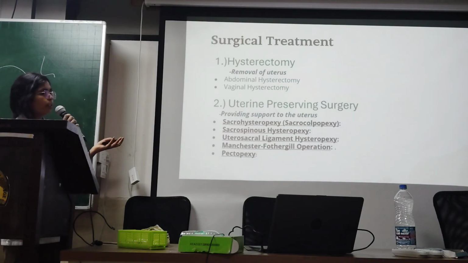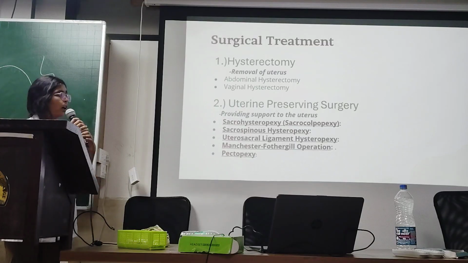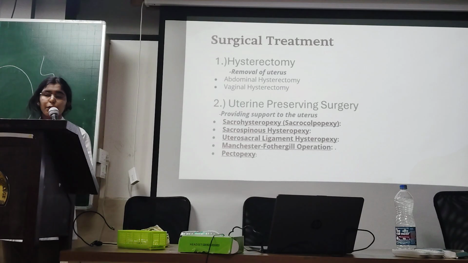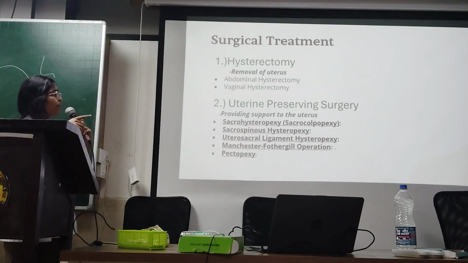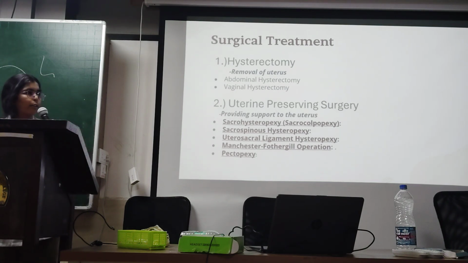Now we move to the surgical treatment. Surgical treatment is more often used for the treatment of uterine prolapse. We have 2 types: hysterectomy, which is the removal of the uterus. Abdominal hysterectomy and vaginal hysterectomy can be done.